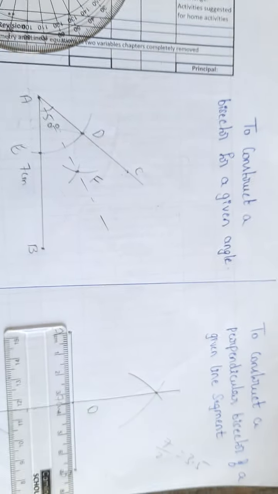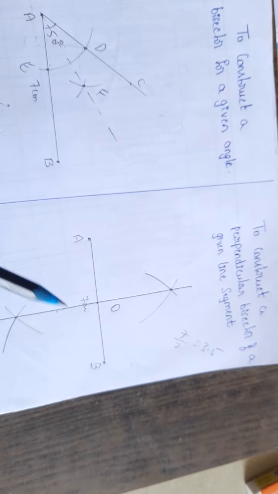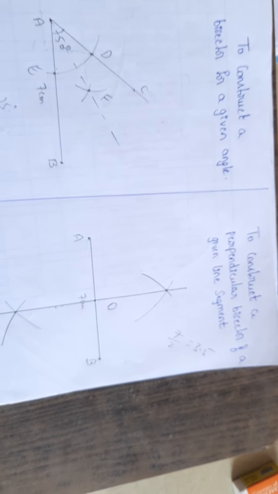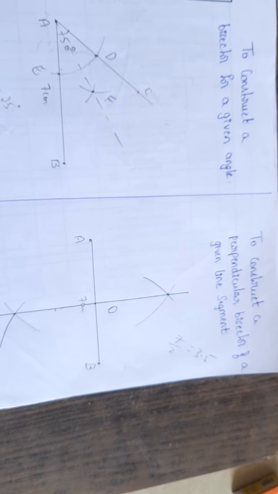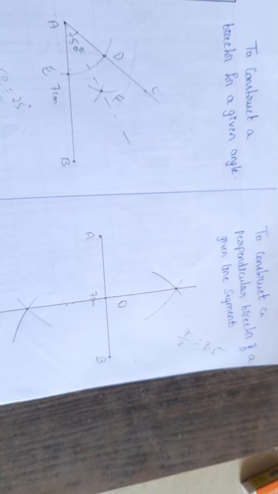So for any given angle, we learned how to draw the angular bisector, and for any given line segment, how to draw the perpendicular bisector, children. This is the basic thing which you have already studied in lower classes, but I am recalling it once. Now we shall start with the actual exercise.